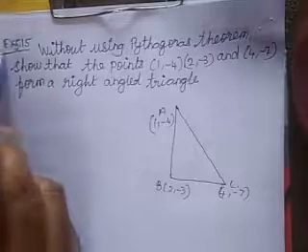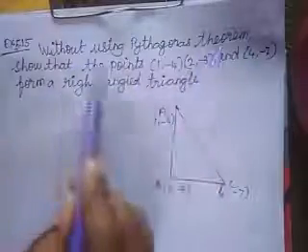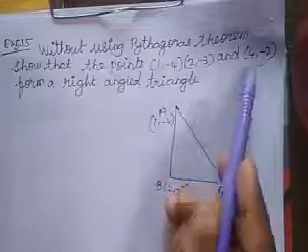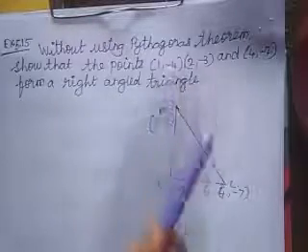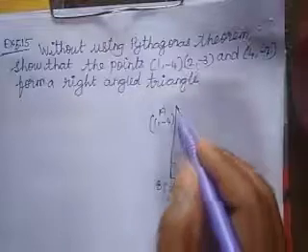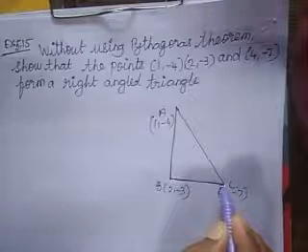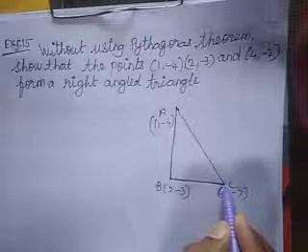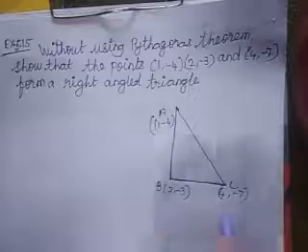The next question is example 5.15. Without using Pythagoras theorem, show that the points (1, -4), (2, -3) and (4, -7) form a right angled triangle. They are asking to show that the points make a right angled triangle. We know that in a right angled triangle, AB is perpendicular to BC. For perpendicular lines, the product of slopes m1 into m2 is equal to minus 1. So we will find the slopes of AB, BC and CA.